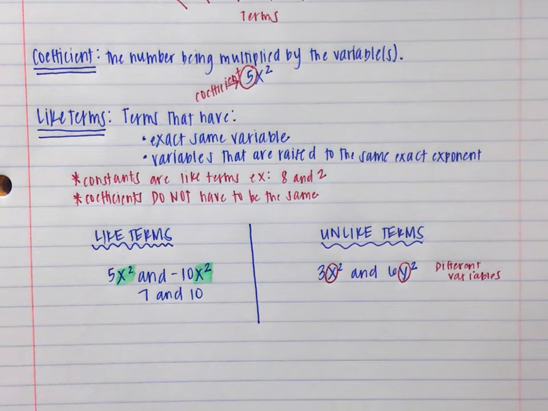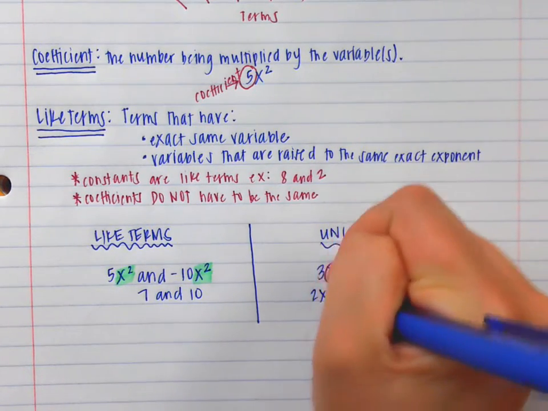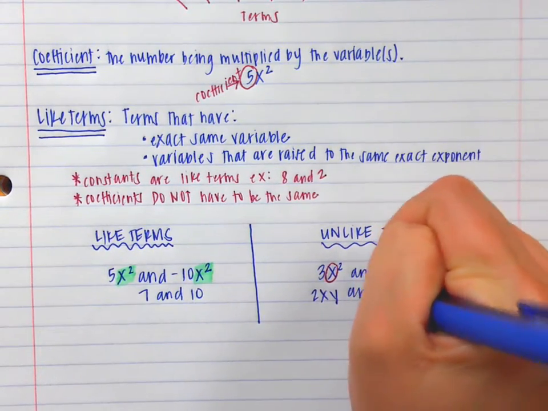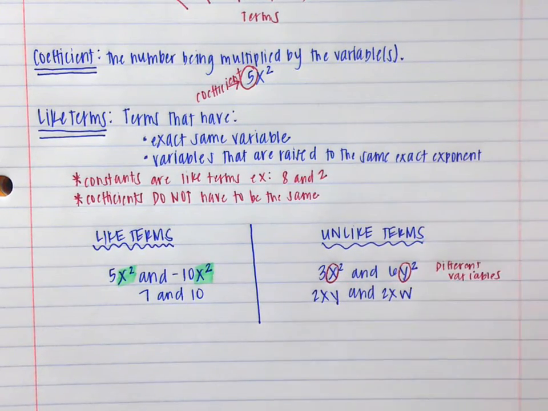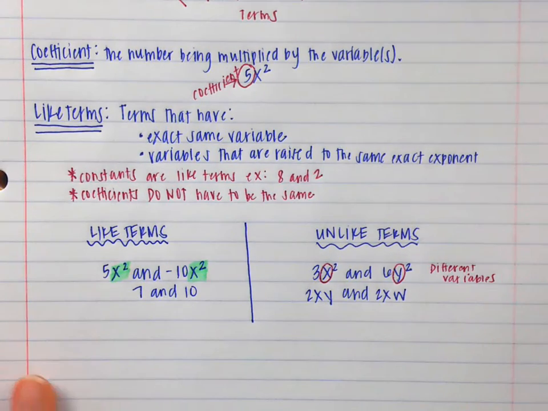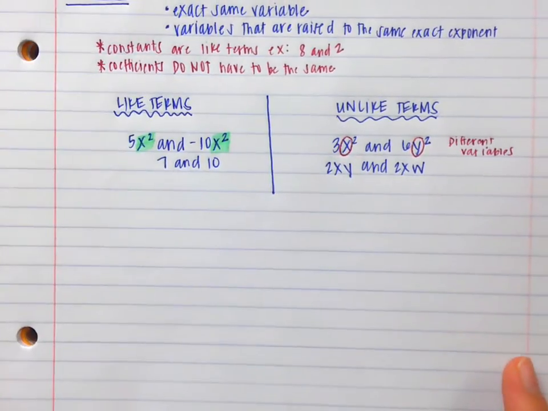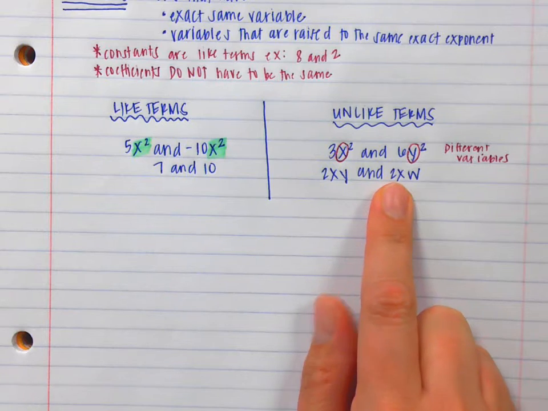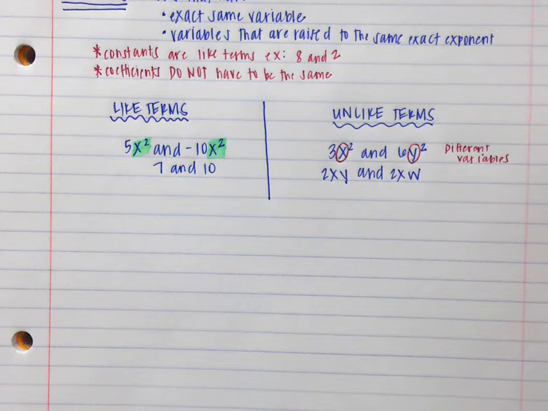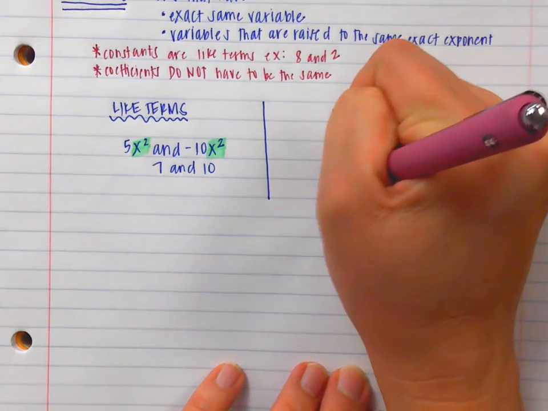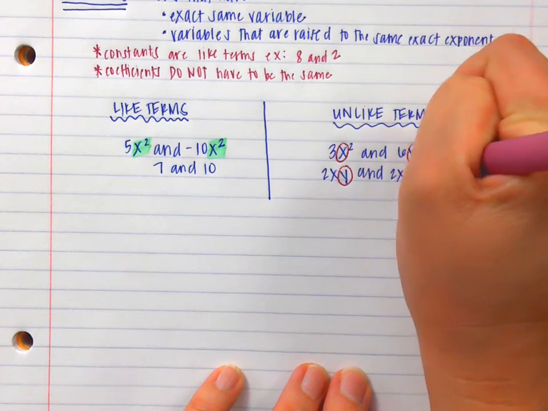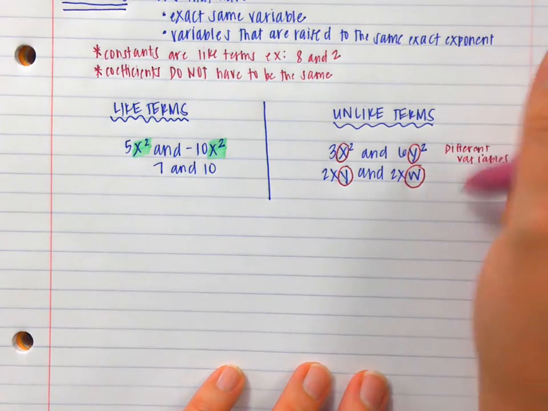Okay, well, let's then look at another example of unlike terms. So if I gave you 2xy and 2xw, those would be considered unlike terms. Now, why would those be considered unlike terms? Well, they have the 2 that's the same. That doesn't actually matter at all. They have the x that's the same. That's great, but one has a y and one has a w. So because this part is not the same, then they are no longer like terms. So again, different variables.